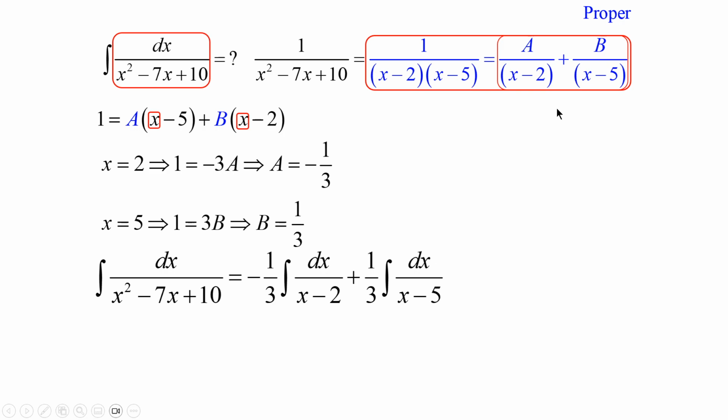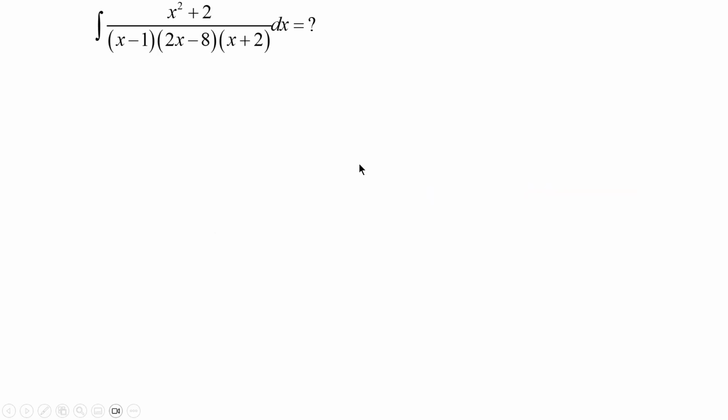And now we're almost done. So I have negative 1/3 natural log of the absolute value of x minus 2 plus 1/3 natural log of the absolute value of x minus 5 plus C. That's partial fractions, my friends. Pretty easy, isn't it? All right, let's do a little bit more here.